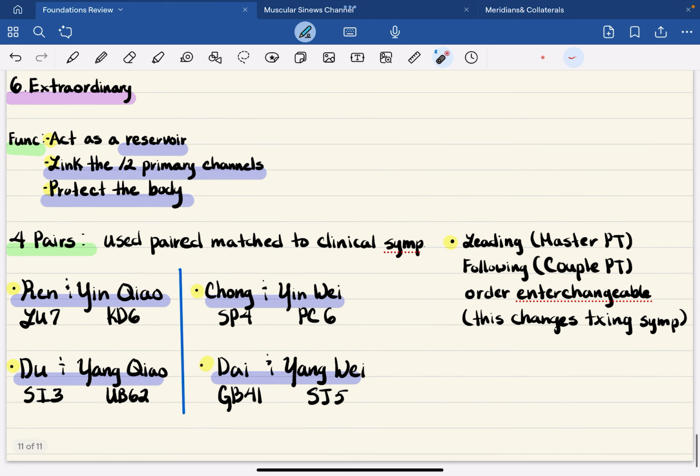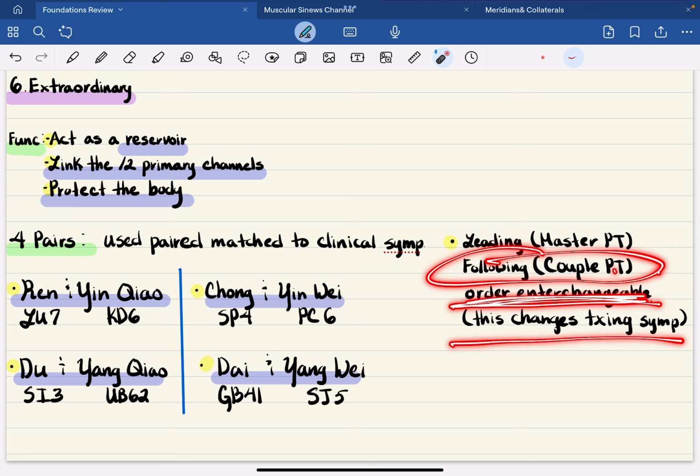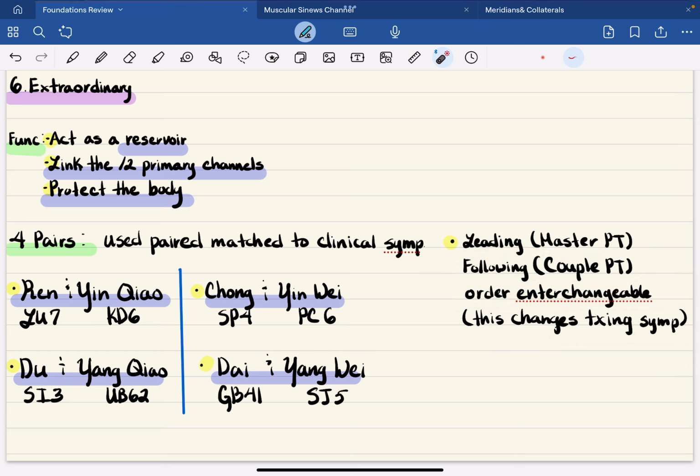Now you have to remember, the order in which you actually use the extraordinary vessels as a treatment, the pairs, is very important, because there's a leading point, which is called the master point, and then the following, which is a couple point. So the order is interchangeable. This changes the treatment symptom. What that means is when you needle lung 7 and kidney 6, it's going to treat something different from when you're doing kidney 6 and then lung 7.